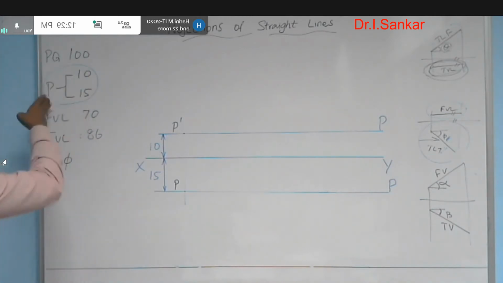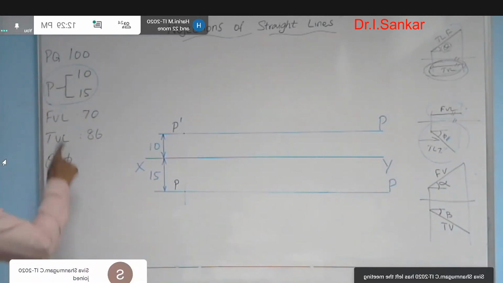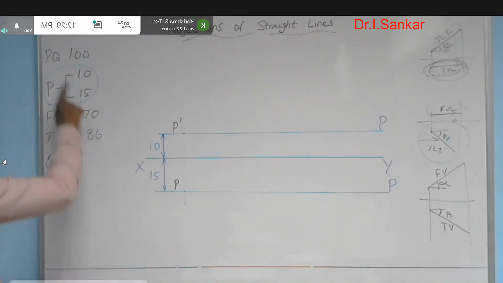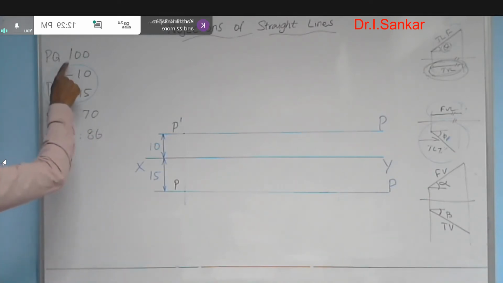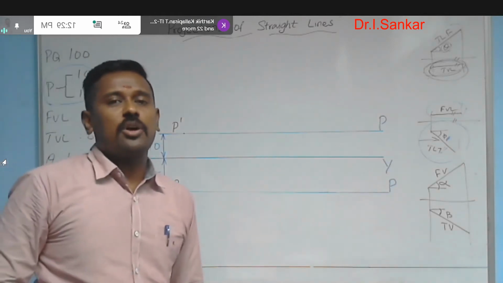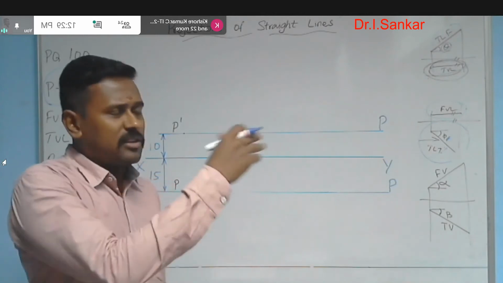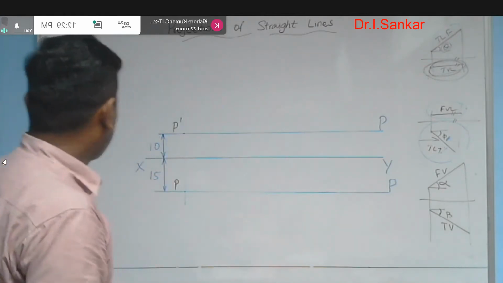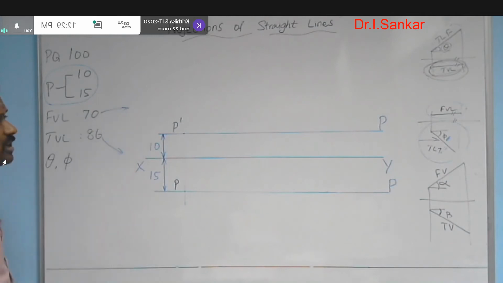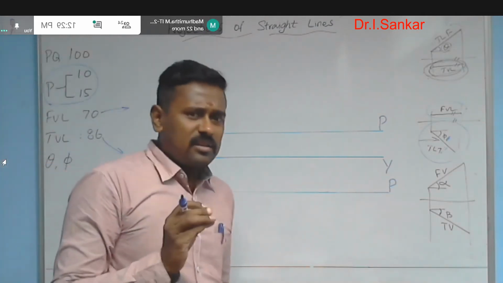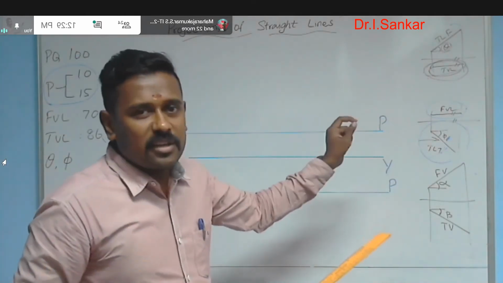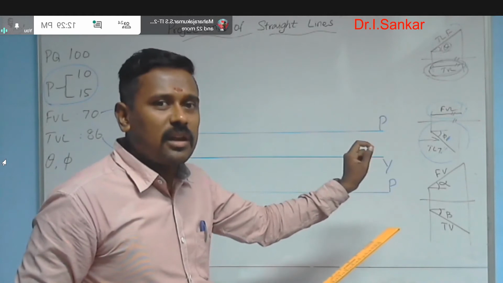Now I used that data, and here you can see the front view length 70 mm, top view length 86 mm, and the line's original length, that is the true length, is 100 mm. That 100 mm, if you want to use, you are in need of theta or phi or any other locus or projector. But you can directly use the front view length and the top view length in their respective places. Where the respective place is, just refer to the template where the FVL and TVL can be located.